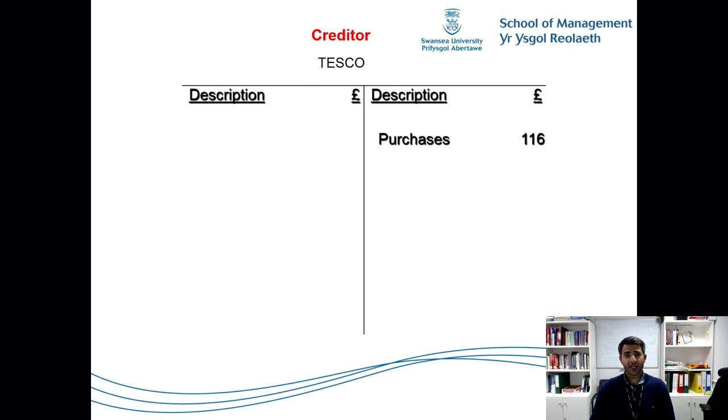So if you look here, you will see Tesco is our creditor, trade payable, and we owe them £116. Why did we owe them £116? Because of purchases.